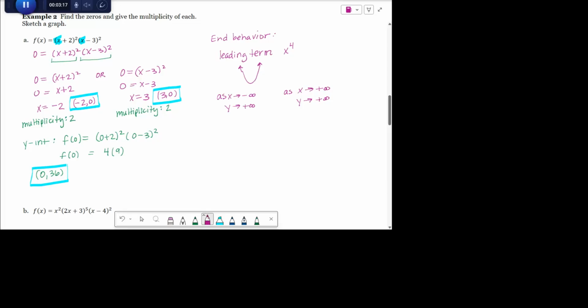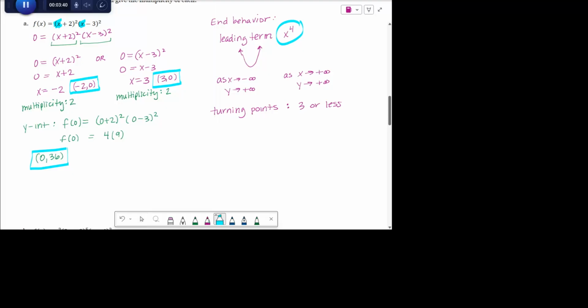For the number of turning points, that's going to be 3 or less. Remember, we go to the degree of the overall polynomial and we take 1 off of that. So it could be 3 at the most, but it might be less than that. All right, let's put this all together in a graph. So again, this is just going to be a rough sketch.